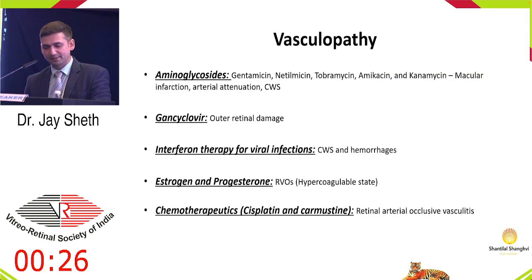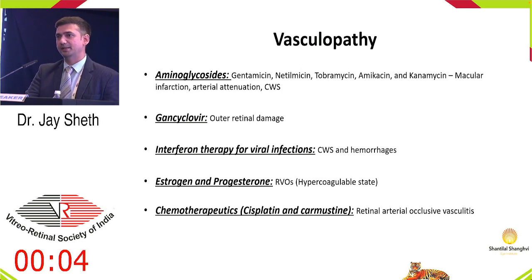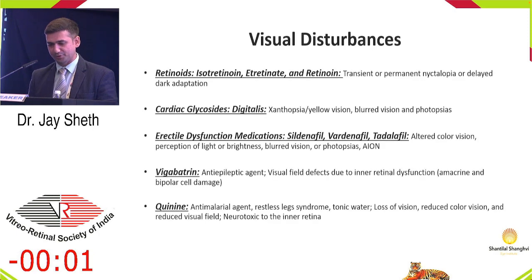Then a few other agents that can lead to occlusive vasculitis include chemotherapeutic agents like cisplatin, and the occurrence of macular infarction has been reported very widely with aminoglycosides in the 80s and the 90s, whereas minor involvement in the form of cottonwool spots and hemorrhages can be seen with interferon therapy. The use of estrogen and progesterone therapy also leads to a hypercoagulable state, which can lead to development of retinal venous occlusions in patients.